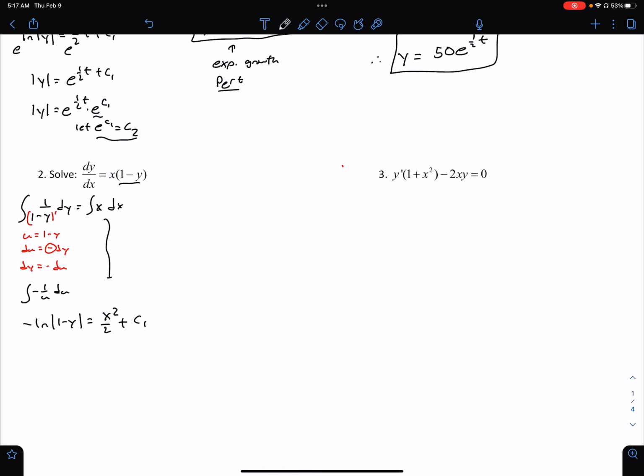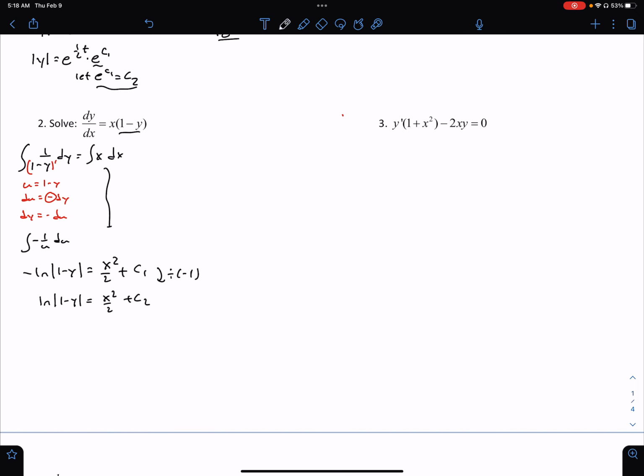All right, so first things first, oh man, I don't like that negative. I'm going to get rid of that negative right there. I'm going to divide everything by negative 1. So I get the natural log of 1 minus y equals negative x squared over 2. Now, what's really kind of interesting here, I could put minus c1, but it's just a constant, so I'm just going to put it as a plus c2. I'm just going to change it. So remember, all I did was divide by negative 1 right there. This constant just becomes c2.